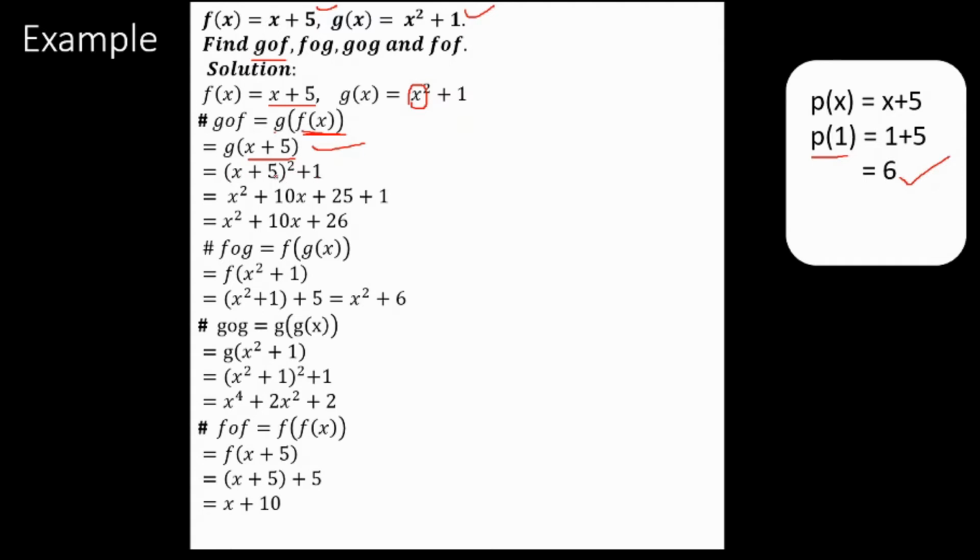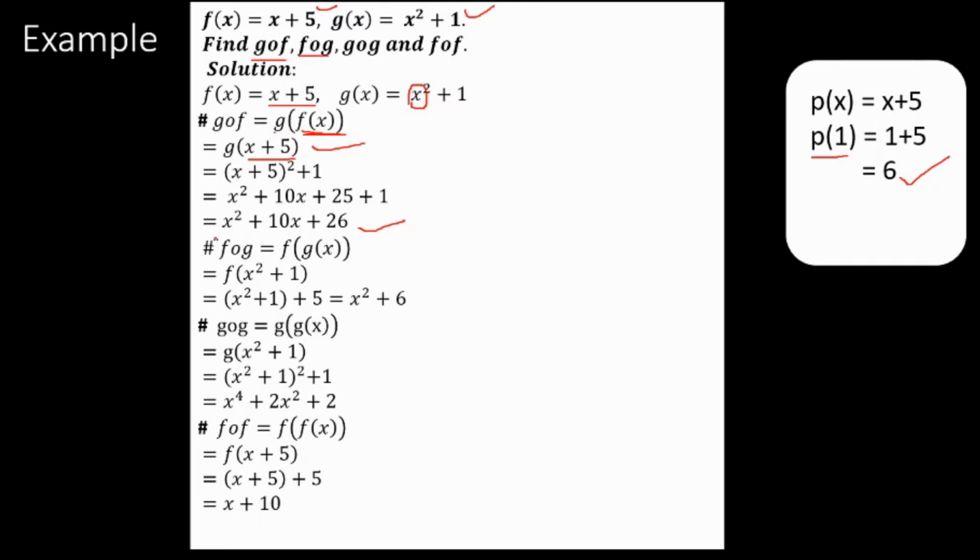As we know, this is of the form of the algebraic identity (a plus b) whole square, that is a square plus 2ab plus b square. That is what the final answer is, x square plus 10x plus 26. So here we have found g∘f. Now next, what are we supposed to find?